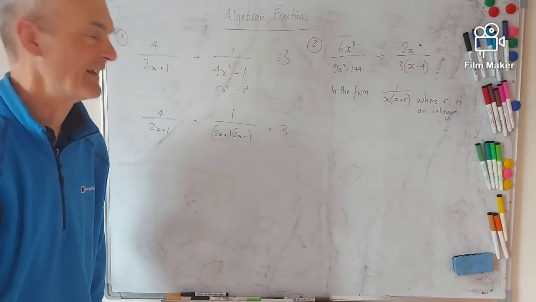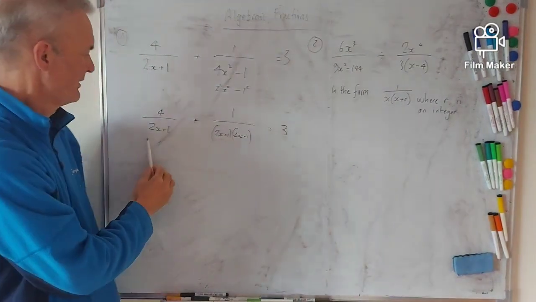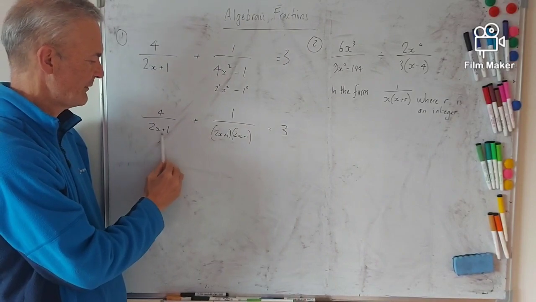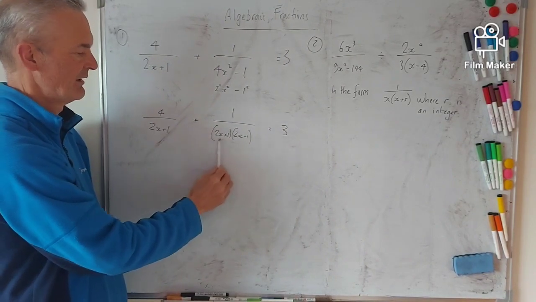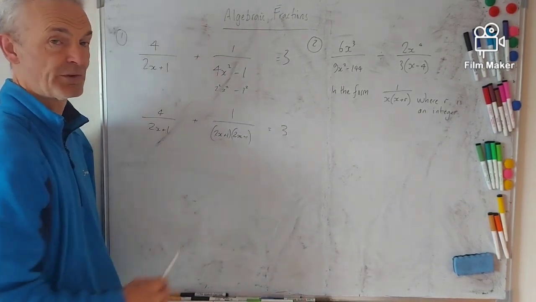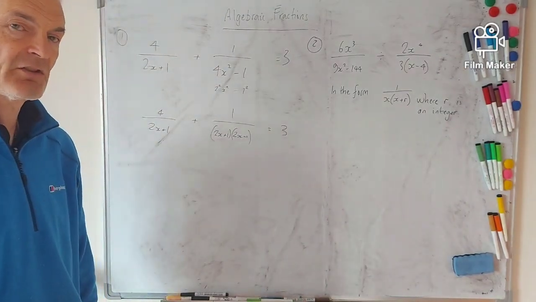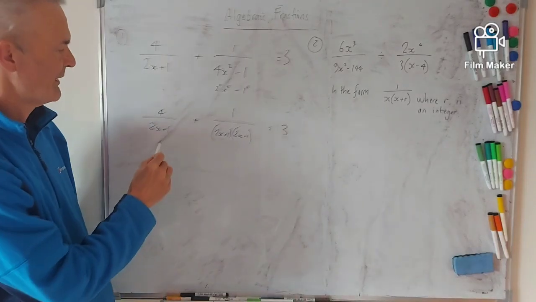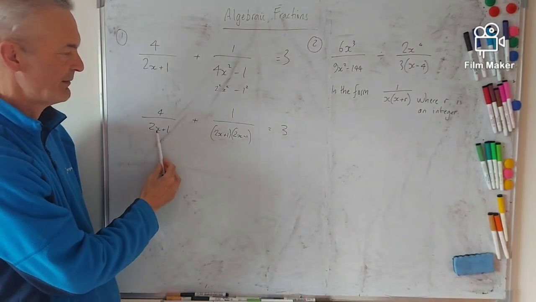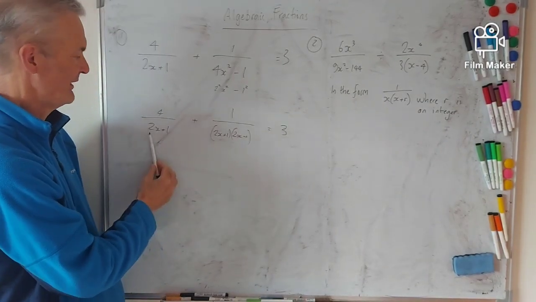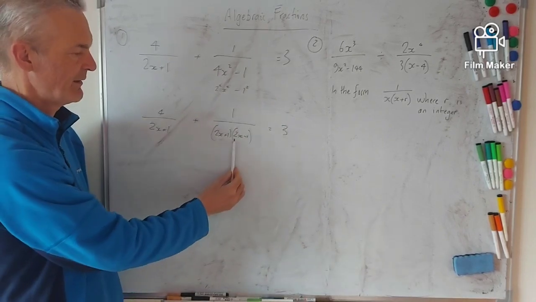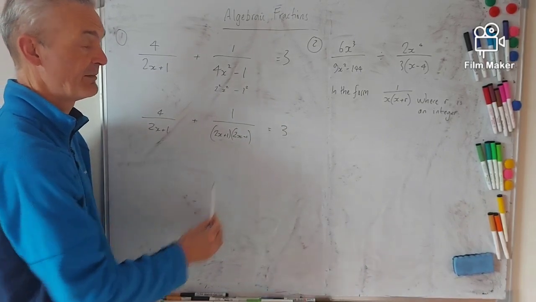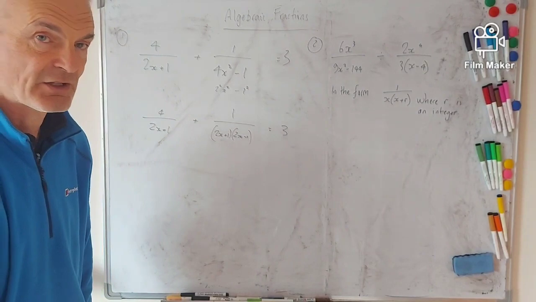Okay, now why have I done that? Why is that useful? Well, you can see that in the denominator here we've got 2x plus 1, and we've also got 2x plus 1 here. So that'll just help us a little bit when we try to simplify. So what we're going to do is multiply through by 2x plus 1, and then multiply through by 2x minus 1 to clear the fraction.